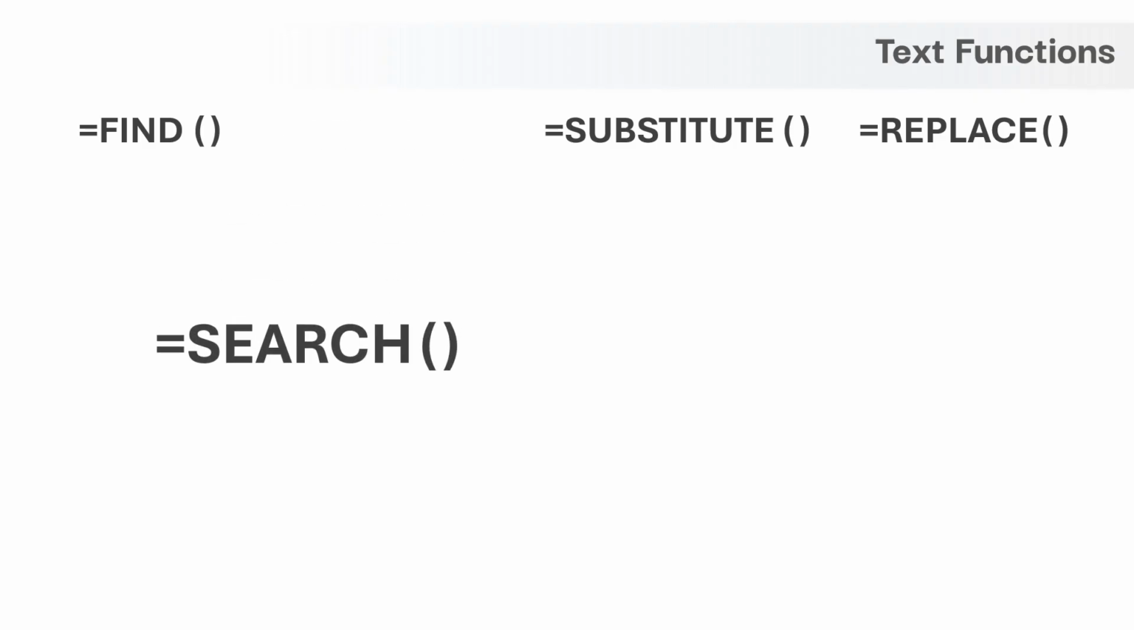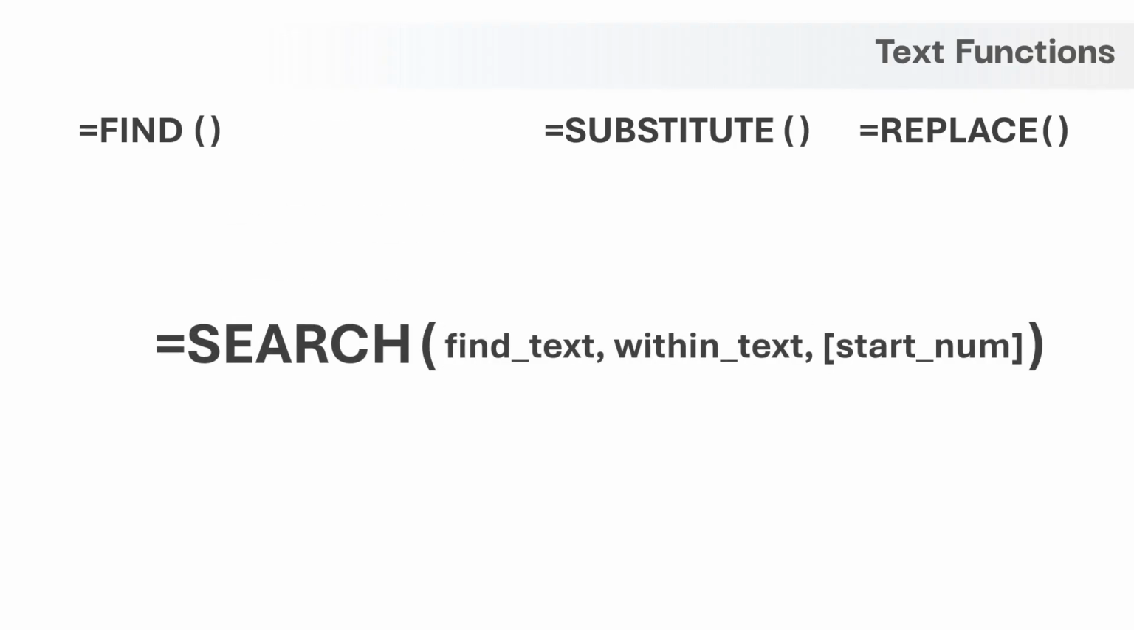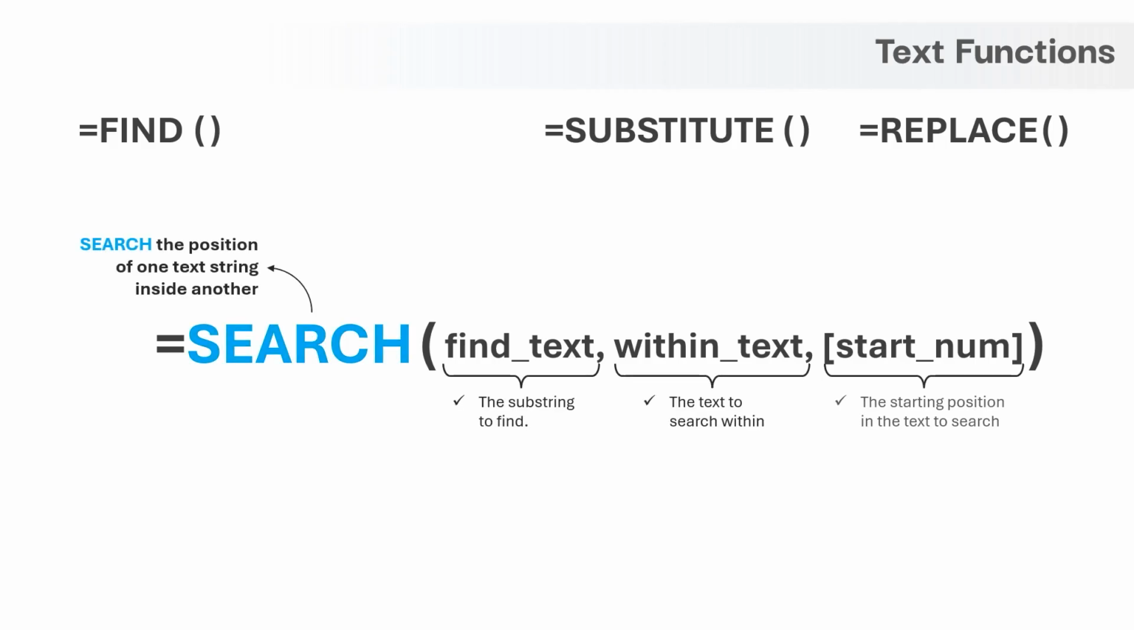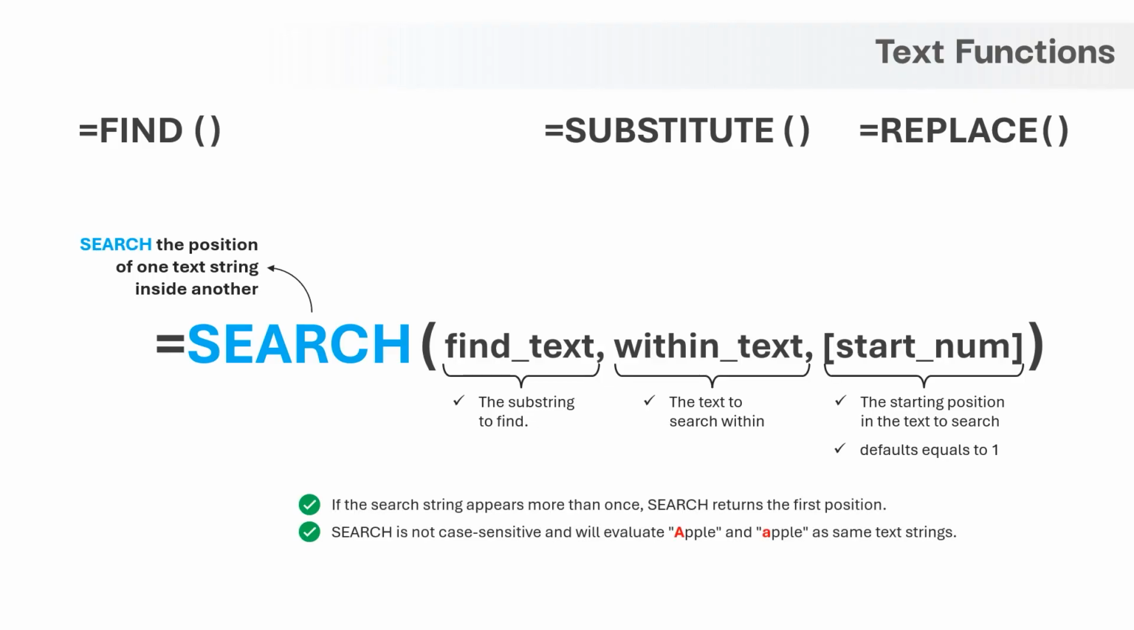Second function is search and it has the same set of arguments as that of find function. It works almost same as find function. All the arguments and their inputs are same, but the core difference is, unlike find function, search function is not case sensitive. Like it will treat both Apple and apple as same string. And it also supports wildcards like asterisk, question mark and tilde while searching for substring.